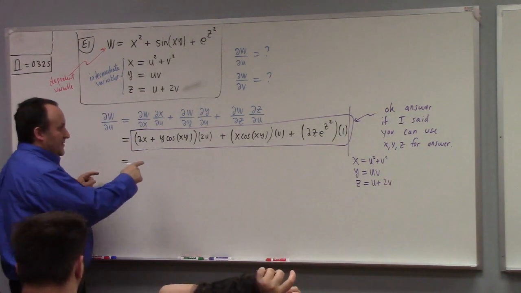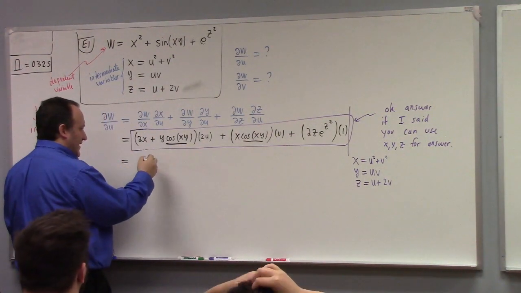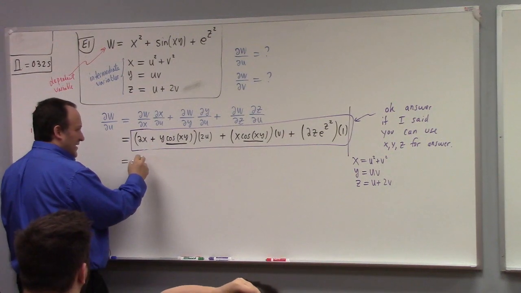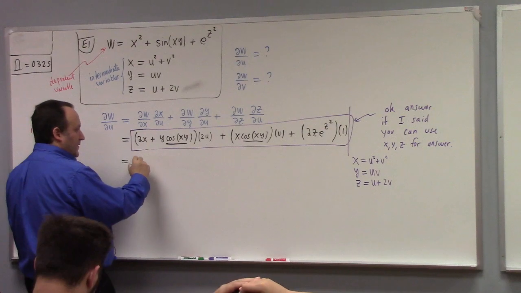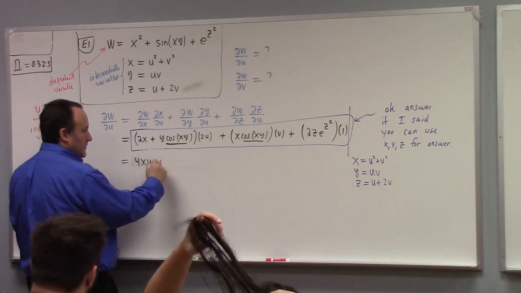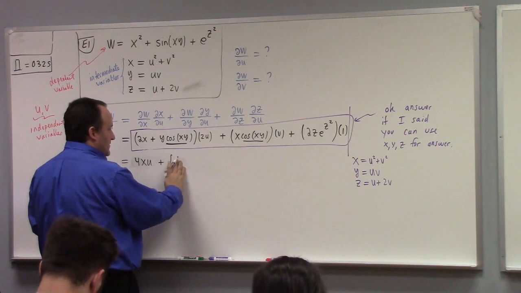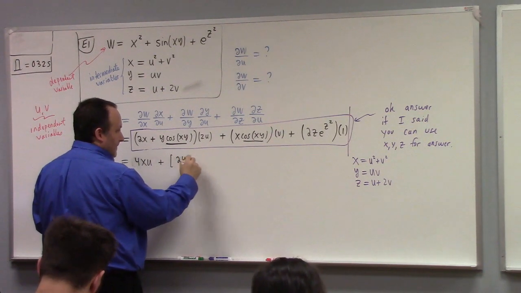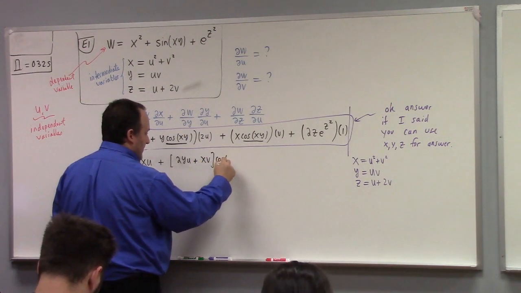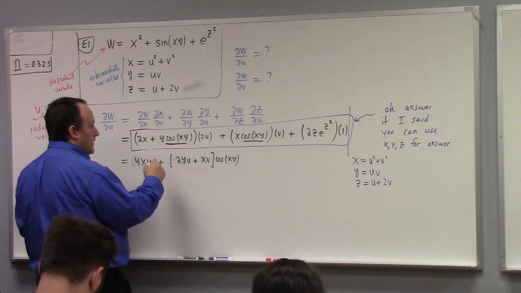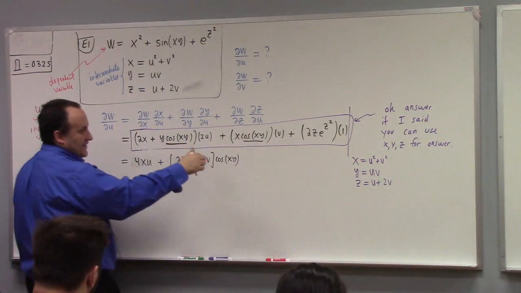It would be smart to group the terms with cosine together, right? So actually I have 4xu plus, bracket, y, my bad, 2yu, and then over here plus xv times the cosine of xy, right? I think I've got everything here now. No, I've still got the last term.